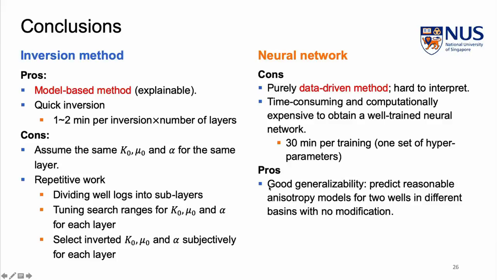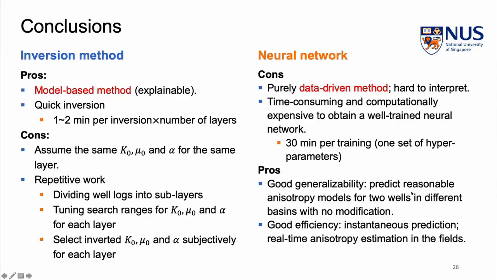The pros are good generalizability: it predicts a reasonable anisotropy model for 2 wells in 2 different basins on 2 different continents, with no modification and no training on these wells. And good efficiency, so this is very important.